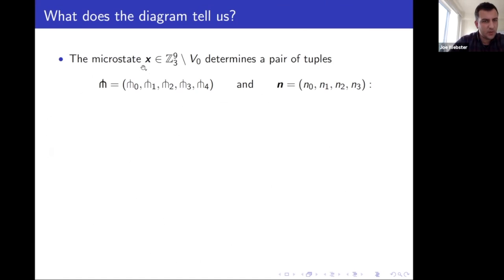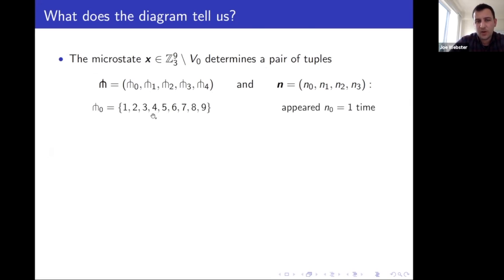So what I want to repeat is that the microstate determined a pair of tuples. This first tuple, called bold pitchfork, is going to be the list of all the distinct partitions that I saw in order of refinement. I'll repeat what they are in a moment. And then this bold n here is going to count how many times each partition appeared.